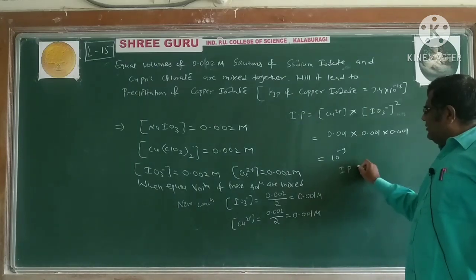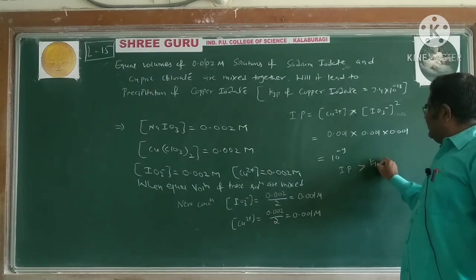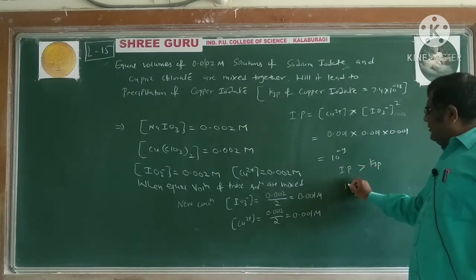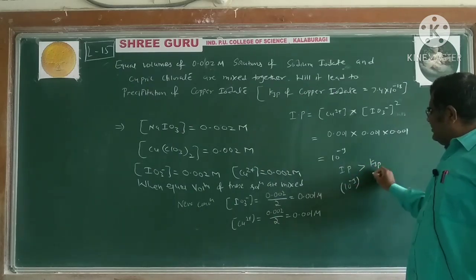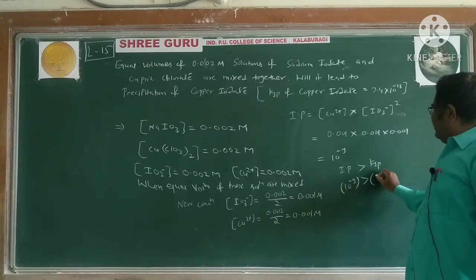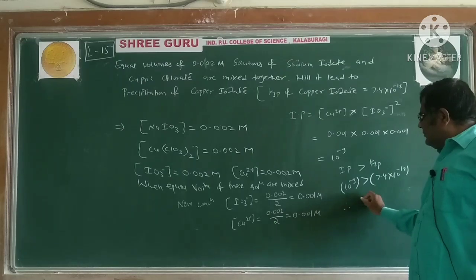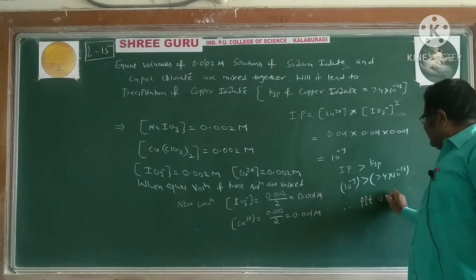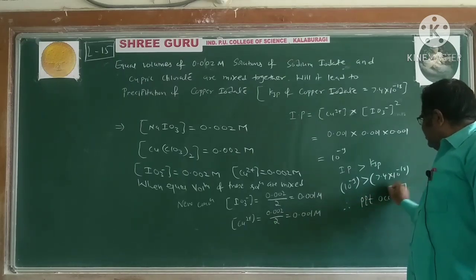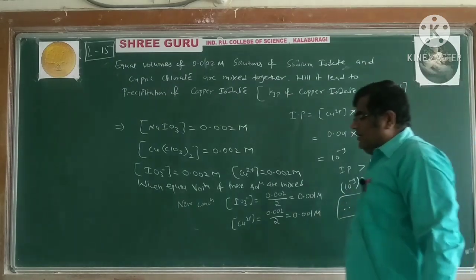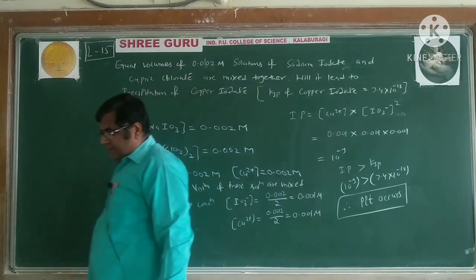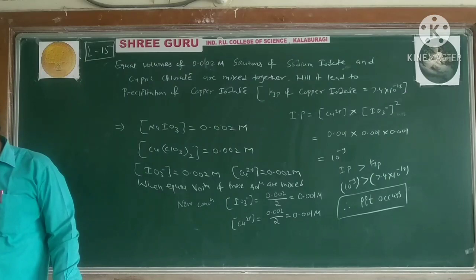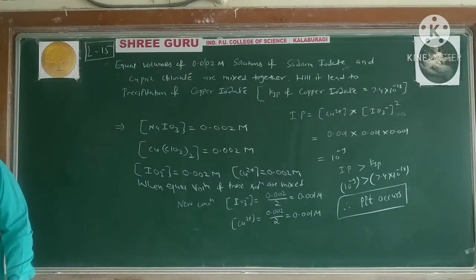Ionic product is greater than KSP. 10 raised to minus 9 is greater than 7.4 into 10 raised to minus 18. We can write precipitation occurs. Should be our answer here. Precipitation takes place.